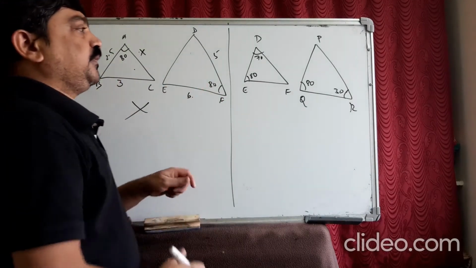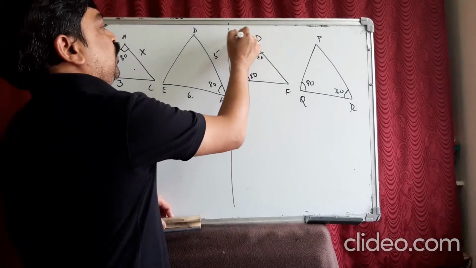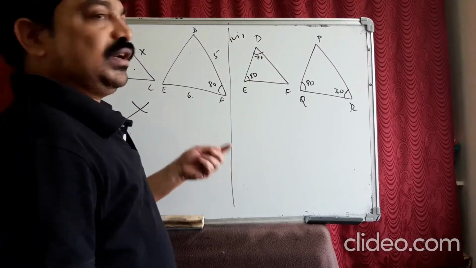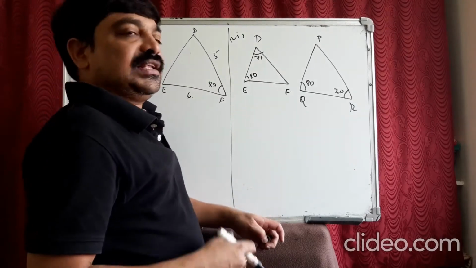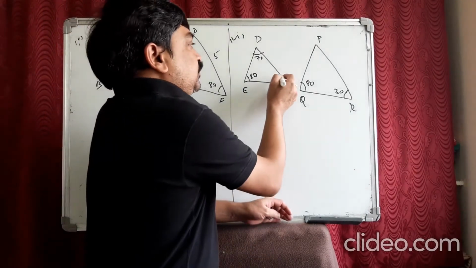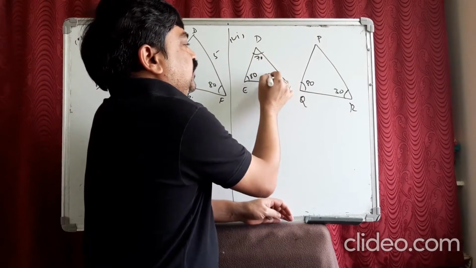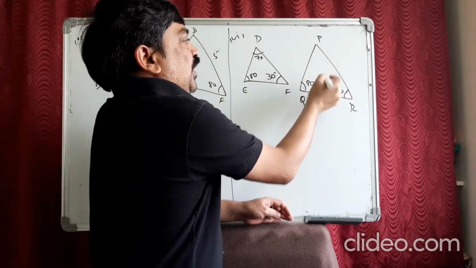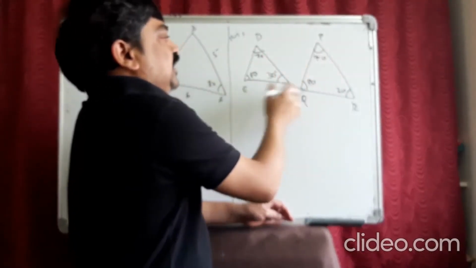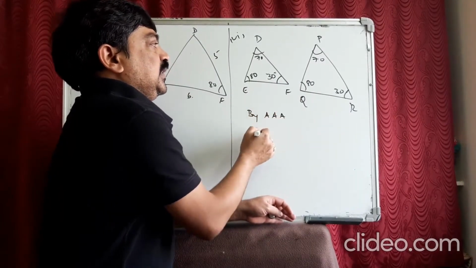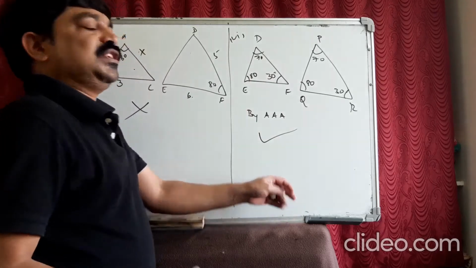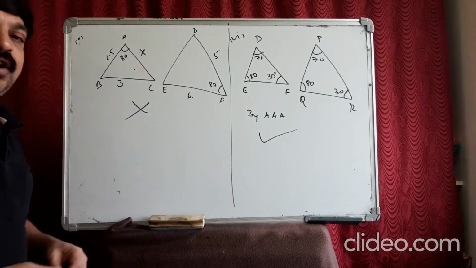Now let us go with the 6th question. What is given? Angles are given. I think only 2 angles are given. I want to tell you one more important thing here. When 2 angles are given, what happens? See, 150 and this will be 30, 110 and this will be 70. Clearly it is happening. Therefore, by AAA similarity, these 2 triangles are similar.